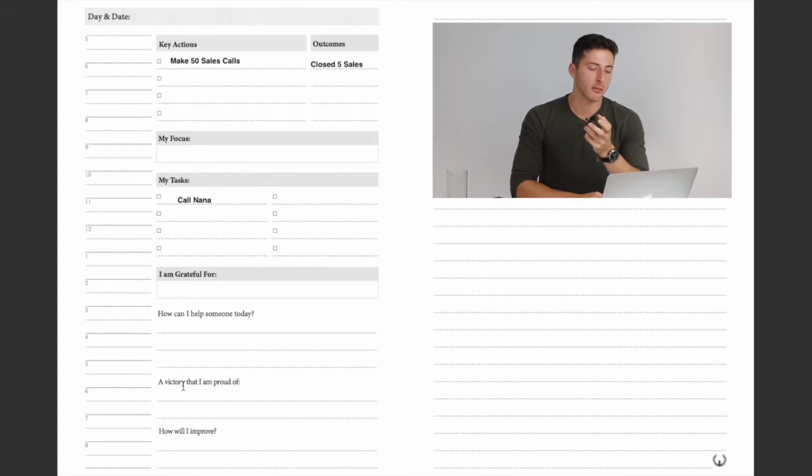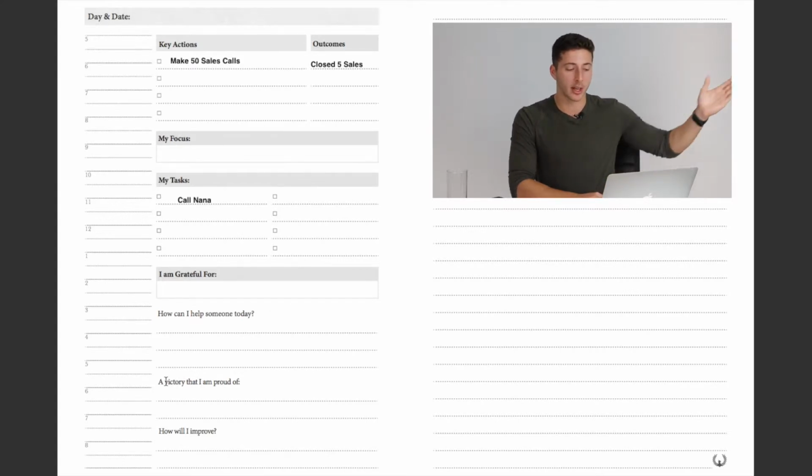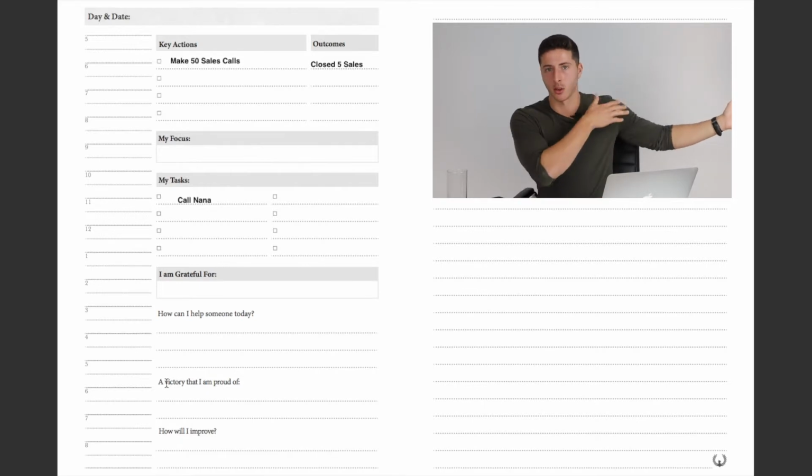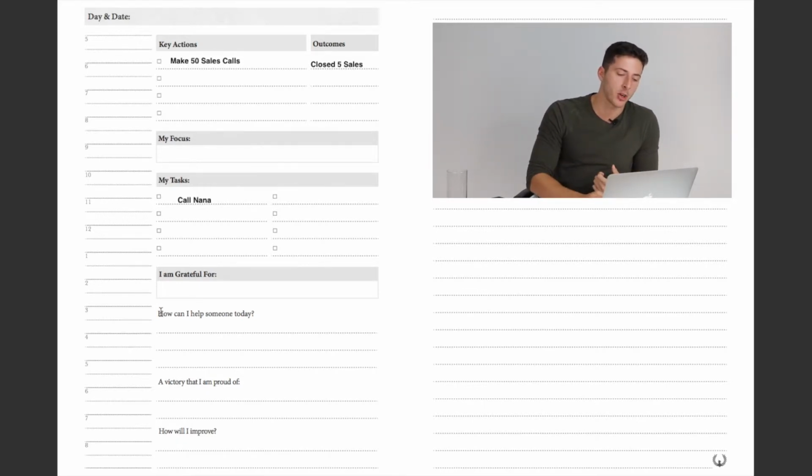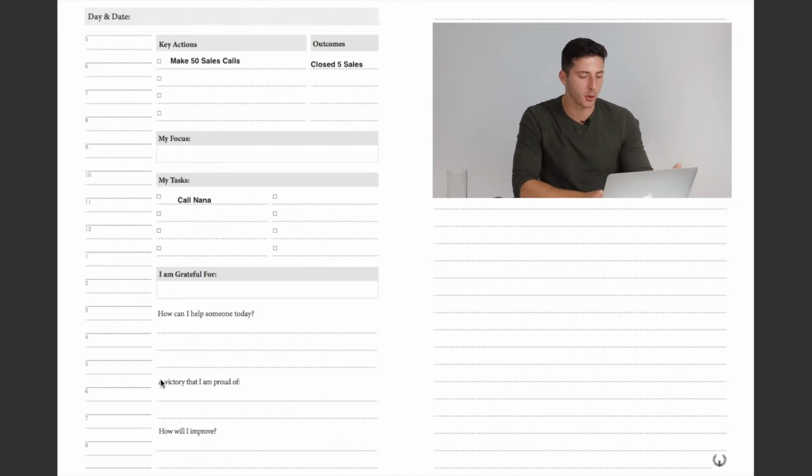The next thing that you're going to fill in is a reflection. So you can fill this in the same morning and reflect on the last day, or you can actually use it at night. You can use it later on at night or the next morning to reflect on the same day that you were doing these key actions for. So this is up to you.